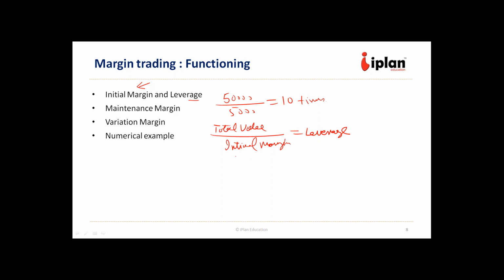And what is initial margin? Initial margin is the basic token amount which you pay as good faith in the beginning of the contract. This is a cash outflow from both sides, the buyer and the seller. Both deposit it with the exchange.